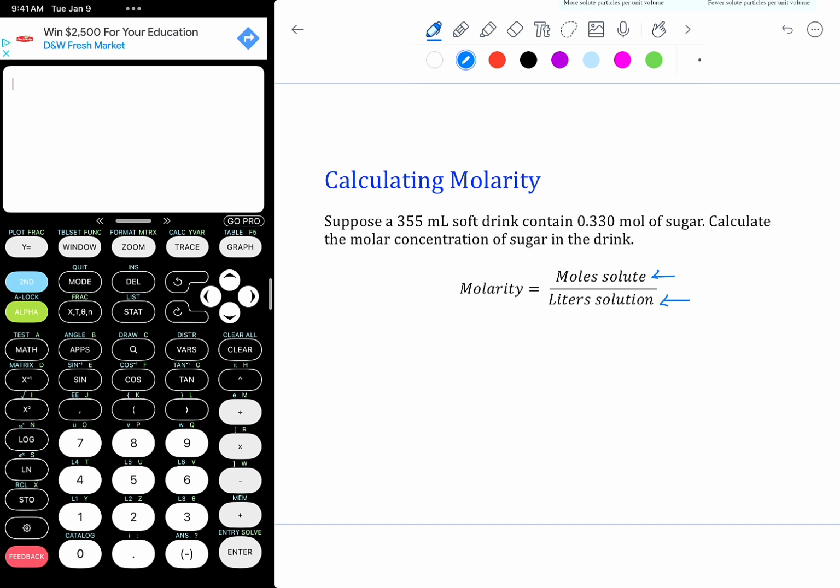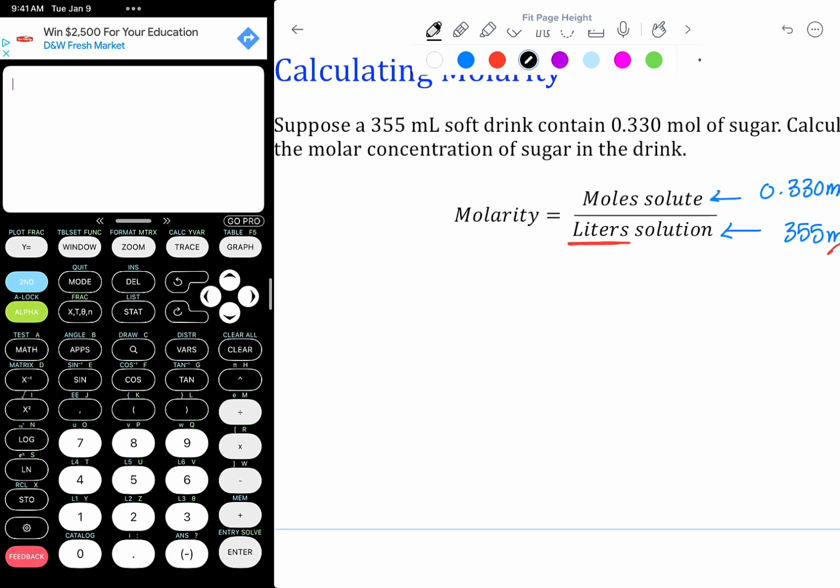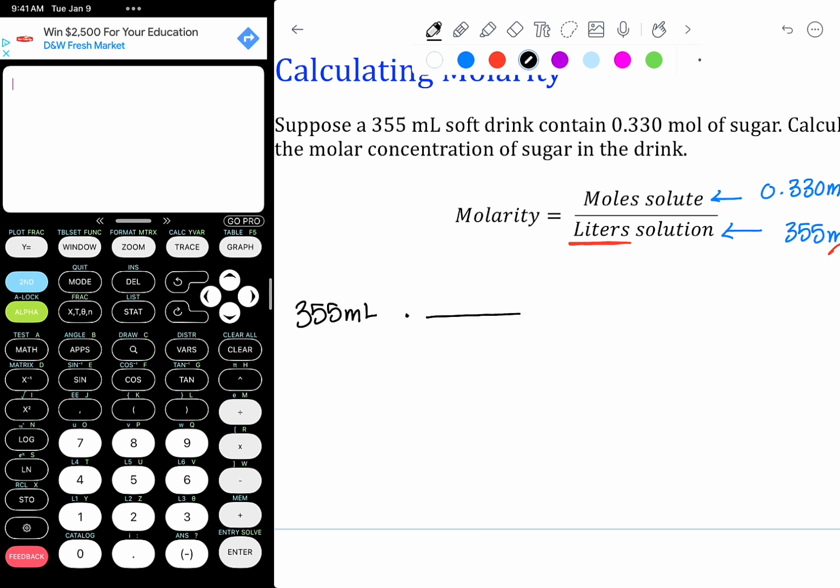So we want to know the concentration of our solute, sugar, in our overall solution. We have our mole value, that's 0.330 moles. Our volume is given as 355 milliliters, but we can't use that unit. I should say we can use the number, we can't use that unit because we need our units to be in liters. So before we can solve this problem for the concentration, we have to convert our volume into units of liters. So the first thing we're going to do is take 355 milliliters, and we are going to convert that to liters.